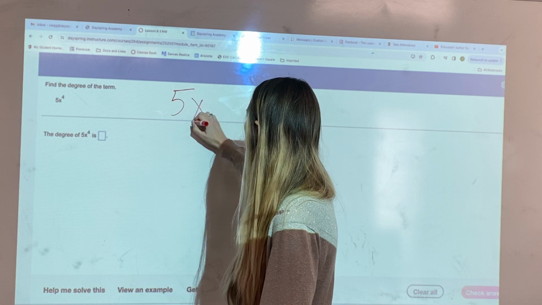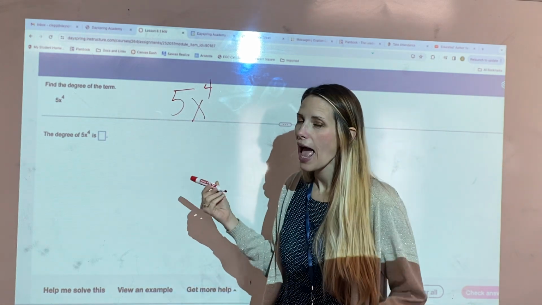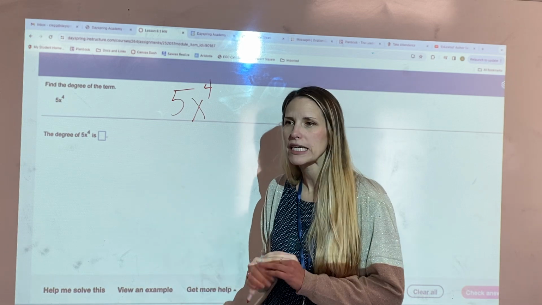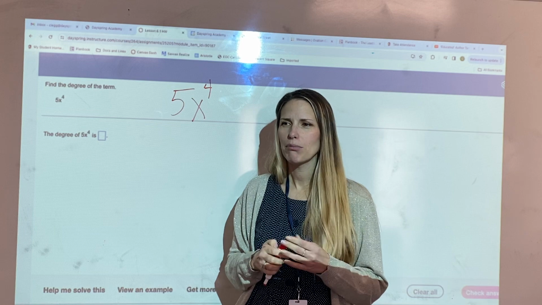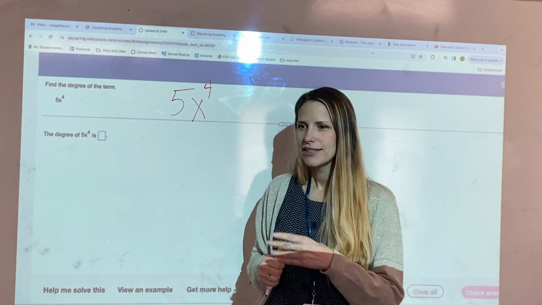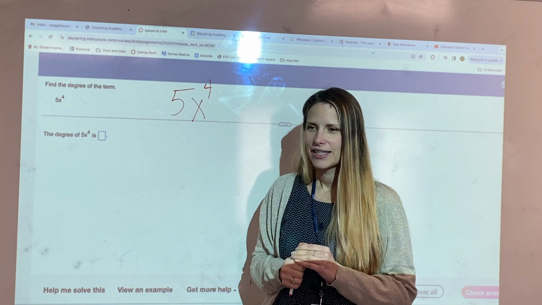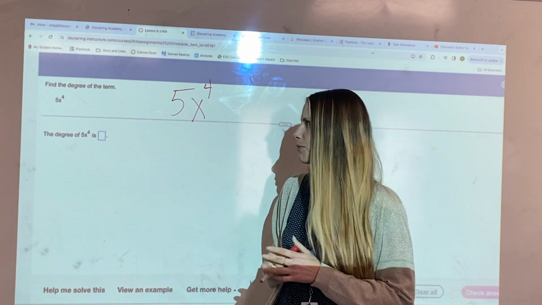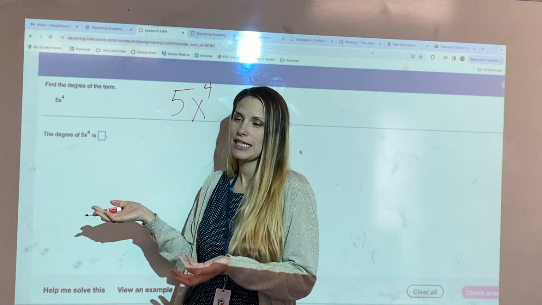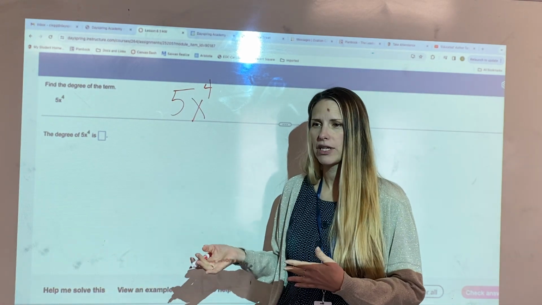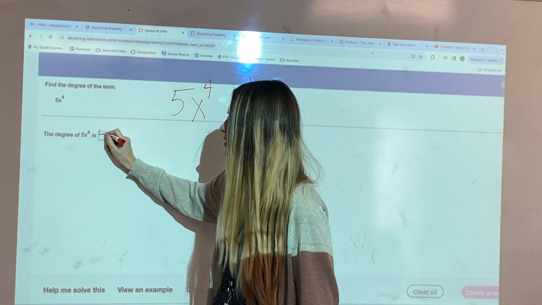So 5x to the 4th power, it says find the degree of the term. How do we find the degree of the term? What does it mean by the degree? Yeah, it's the exponent. This one's super simple because there is only one exponent here, so it's very easy to spot the degree. What is it? 4. The degree is 4.